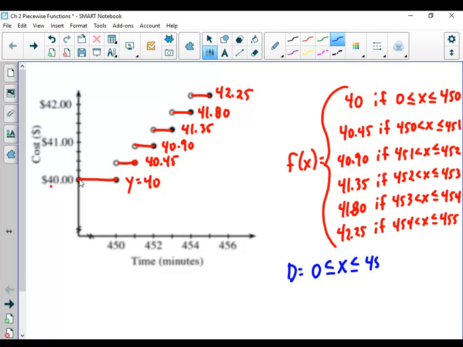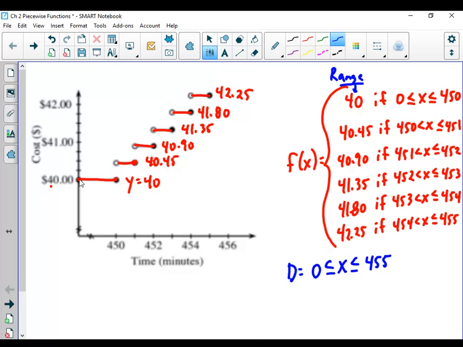455. So based on the graph itself, now we know the situation, I can keep adding more and more minutes, but for the graph itself, that would be our domain. The range would actually be all these values that we listed earlier, because those are all the different charges we could have. So our range would actually be just a list of those values, the $40, $40.45, and so on.